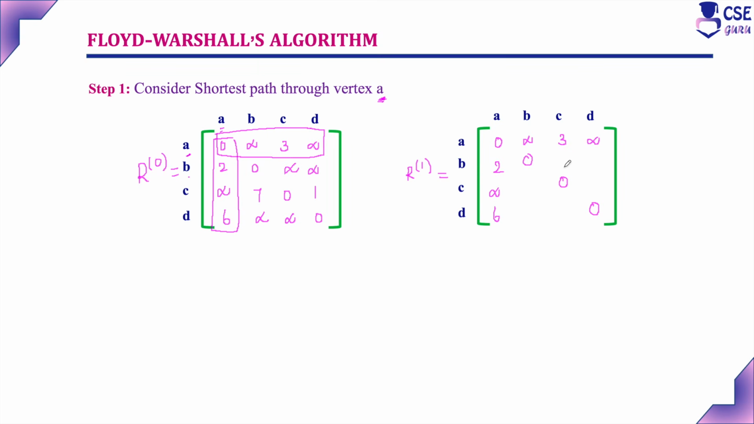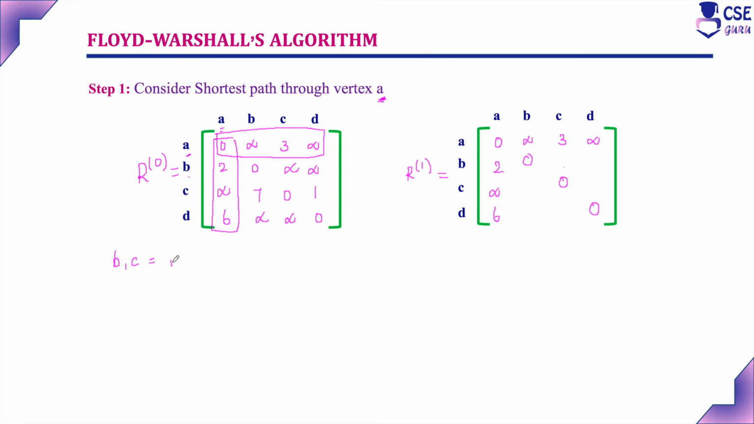This distance we don't know, and we are considering the path through vertex A, that is, the shortest path through vertex A. So, consider the shortest path B, C. What is the minimum value we need to find?